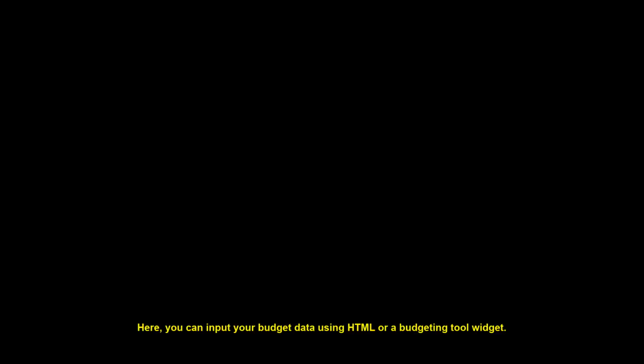Here, you can input your budget data using HTML or a budgeting tool widget. If you're using a budgeting tool, copy the embed code from that tool's website. Now return to the Weebly code editor and paste the embed code into the box. Adjust the size and alignment as needed to fit your page layout.